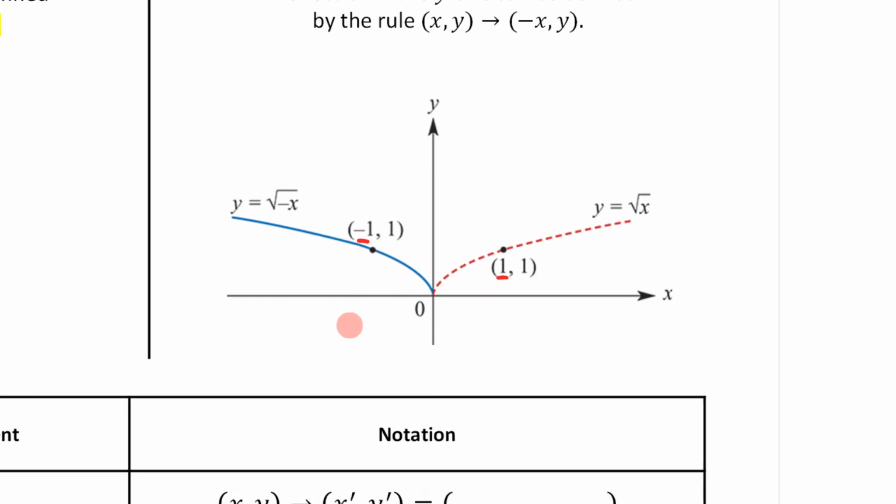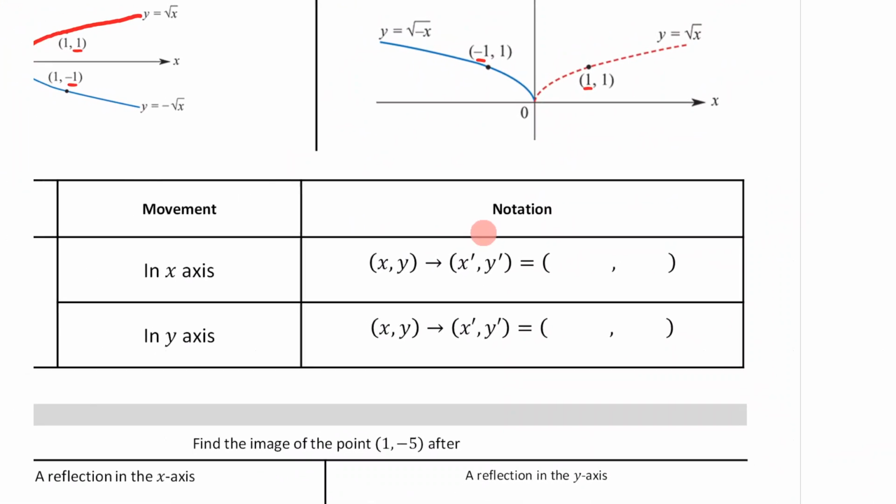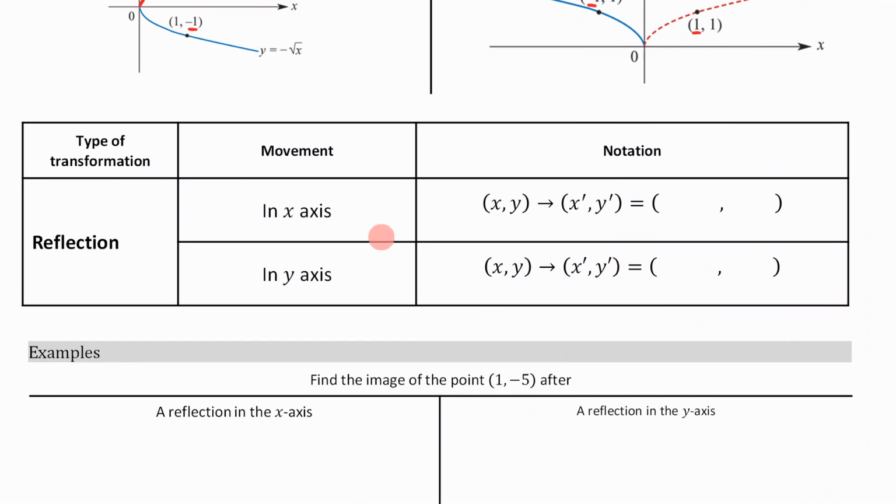All right, let's write down some rules that we need to follow. So when you're reflecting in the x-axis, my x dash just stays the same. It's my y dash that changes. So when you're reflecting in the x-axis, it's your y that changes sign. So too, when you're reflecting in the y-axis, my x dash now becomes -x and my y stays the same.